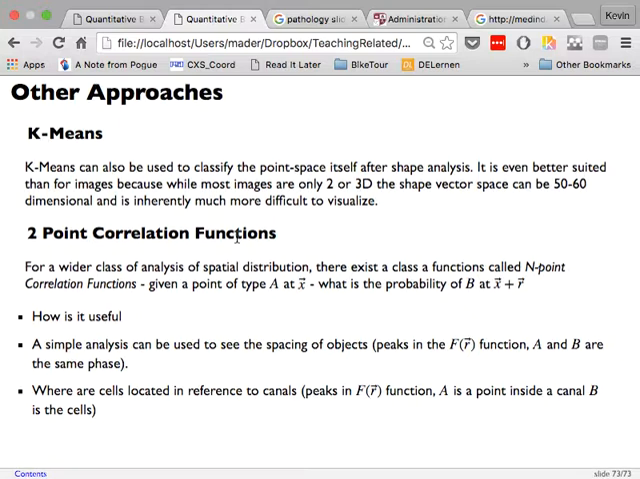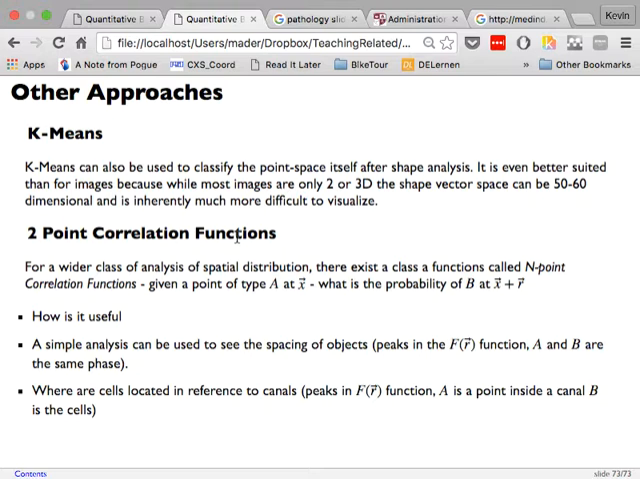Cool. So briefly, to mention other approaches for looking at these sorts of samples, you can also use k-means to classify the point space, as we showed a little bit before, where you can feed in more information about position and other parts of the sample to quantify it into different regions. There are also 2-point correlation functions. I think we have a part in the exercises which goes into a little more detail there.